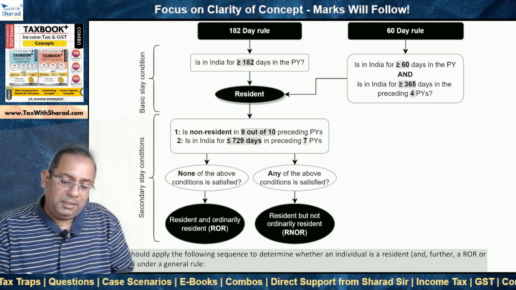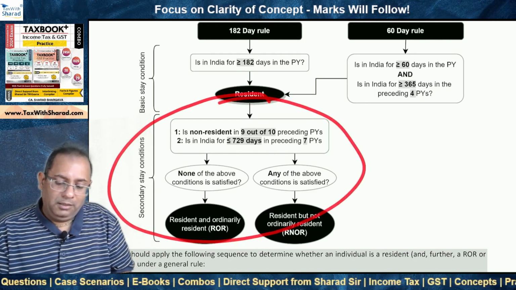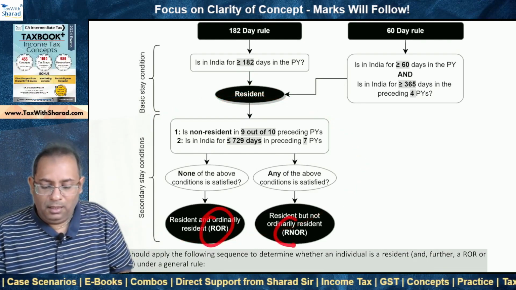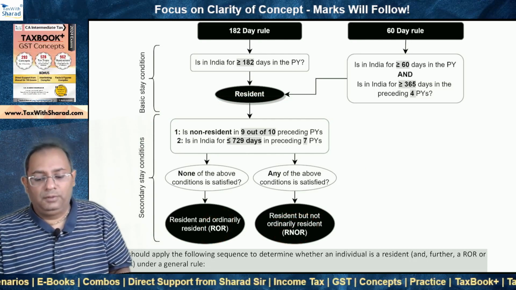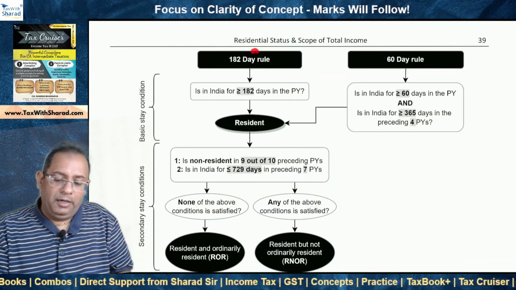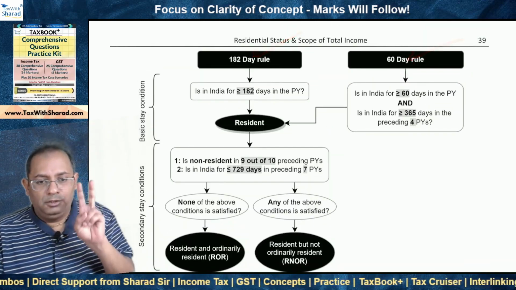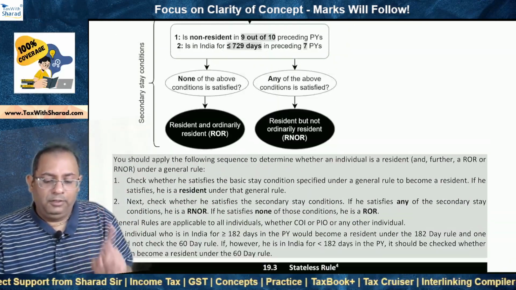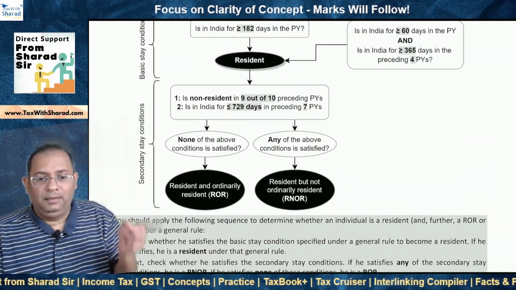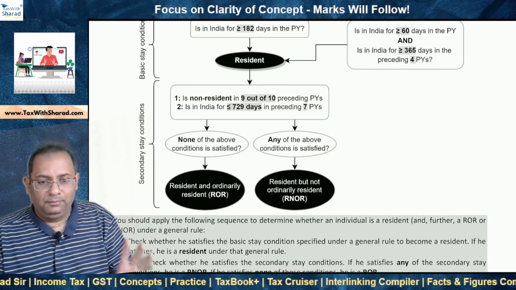And then next we will need to check these secondary stay conditions and make the person ROR or RNOR. Okay, so under the general rule, the 182-day rule and the 60-day rule, these two alternative rules are present to figure out whether a person is a resident, and then further a ROR or RNOR.